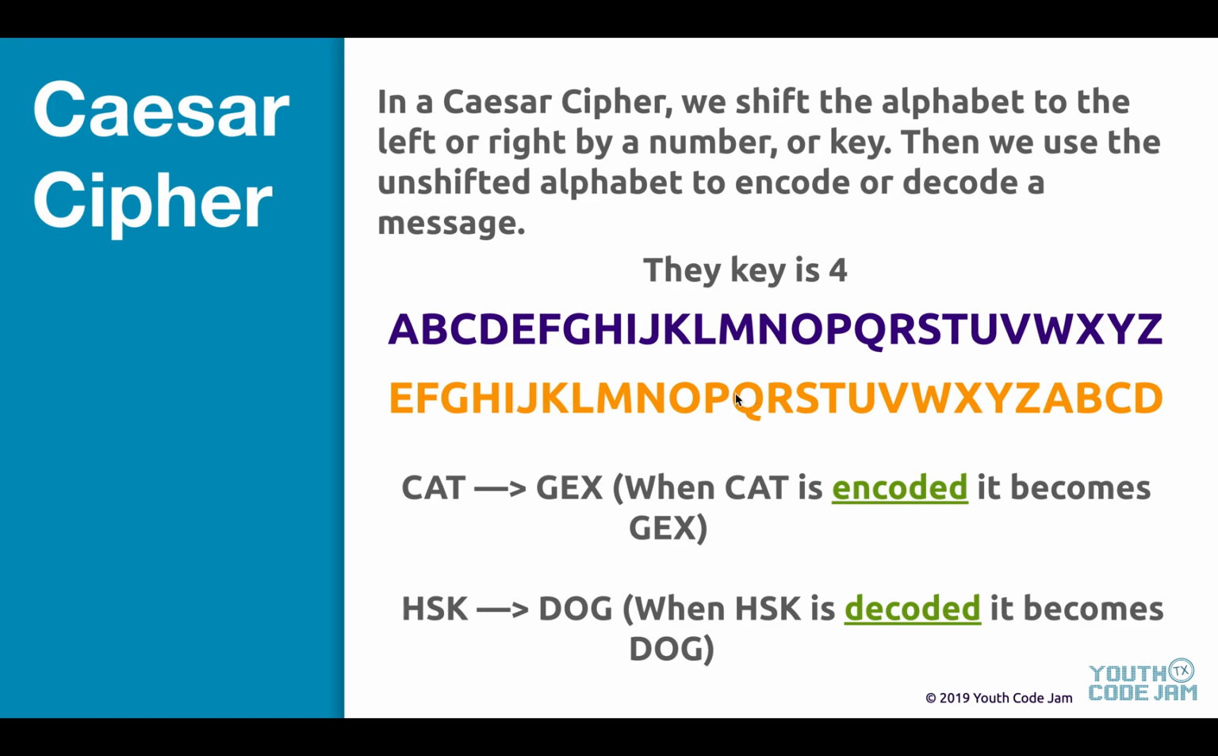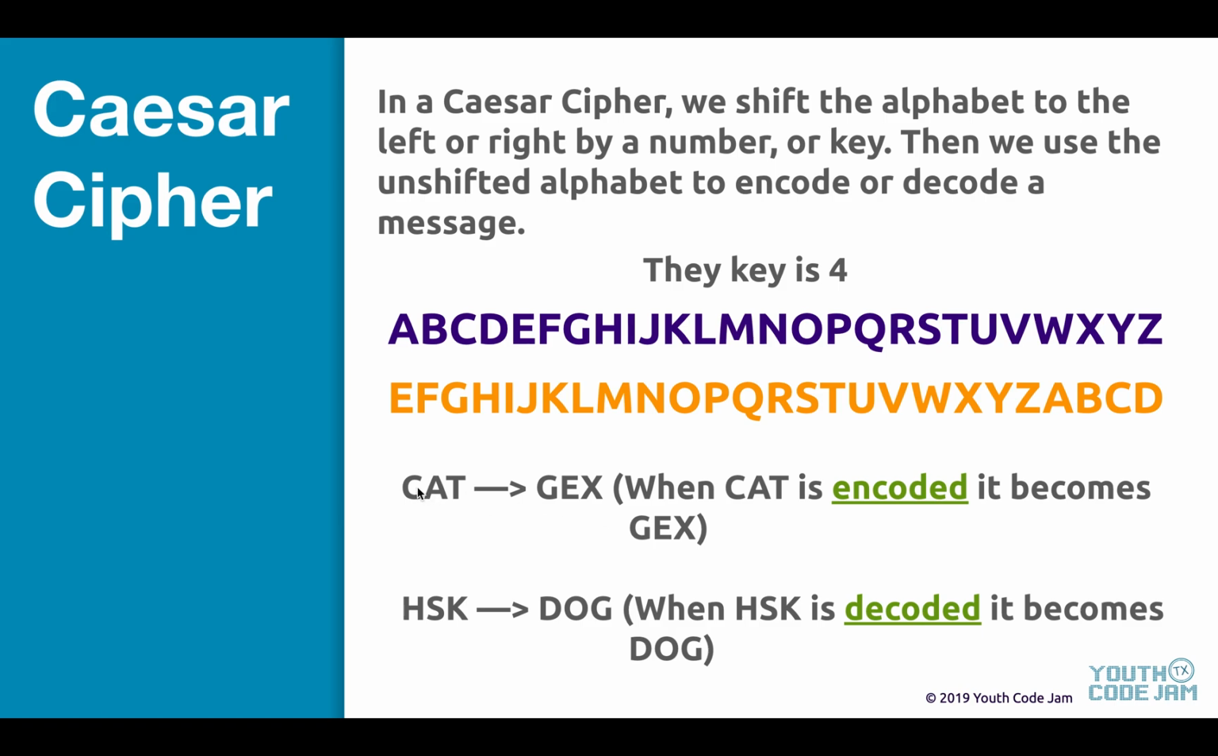This is now, the orange is the encrypted alphabet. So if I want to encrypt a word, we're going to go from purple to orange. If I want to encode a word, we go from purple to orange. And then if I want to decode a word, we're going to go from orange to purple. So I have a couple examples here.